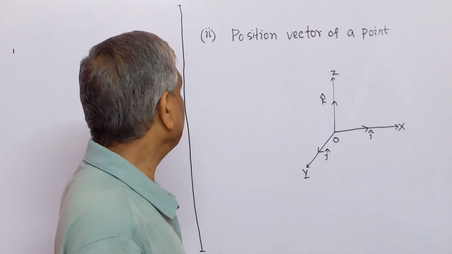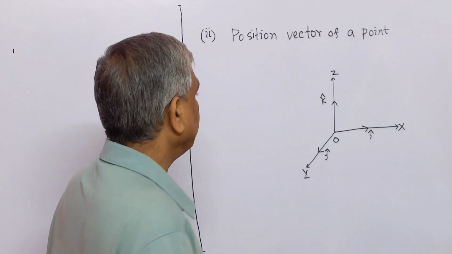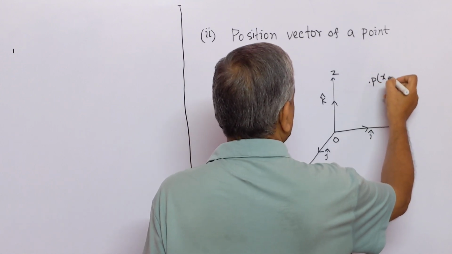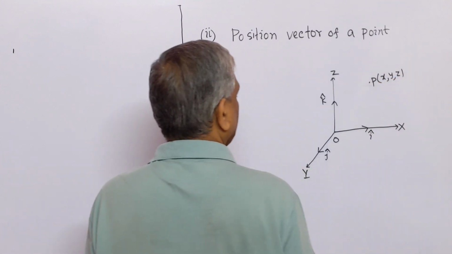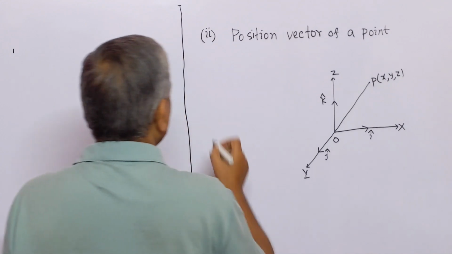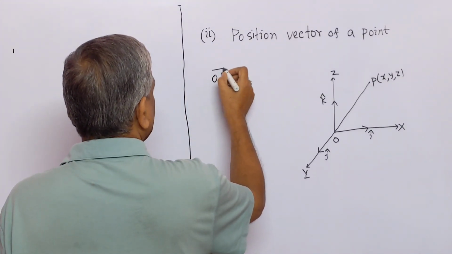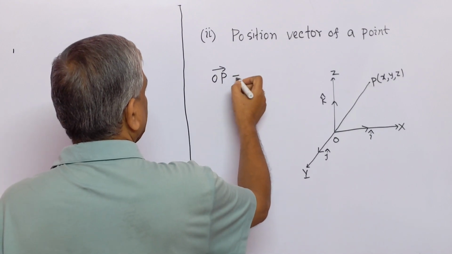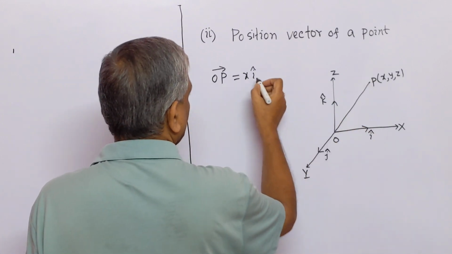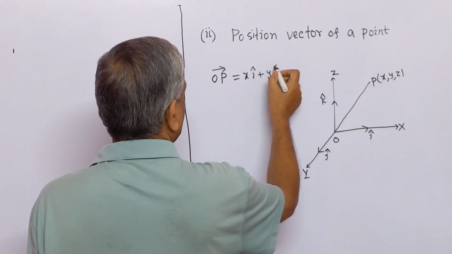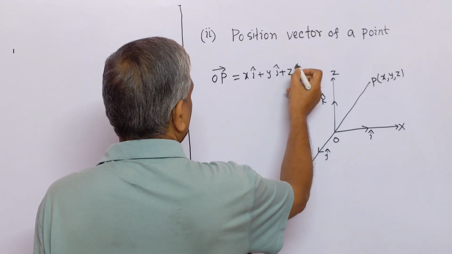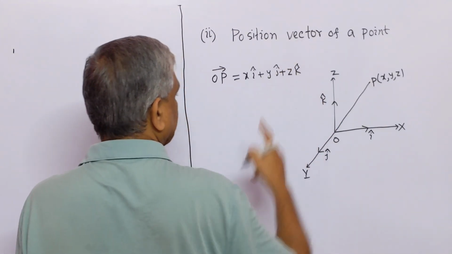Our next concept is the position vector of a point. Let P be a point whose coordinates are x, y, z. Then the position vector of this point P is denoted by vector OP, and this is written as x i, unit vector along x-axis, plus y j, unit vector along y-axis, plus z k, unit vector along z-axis.